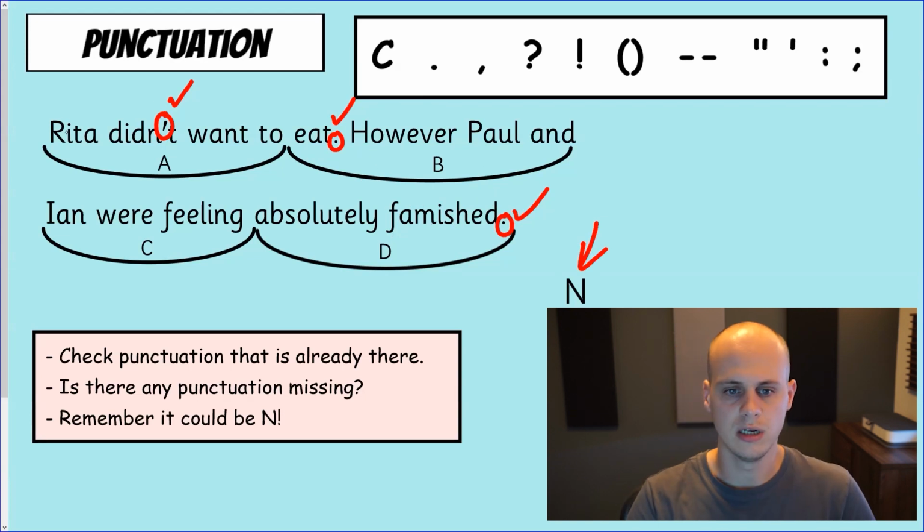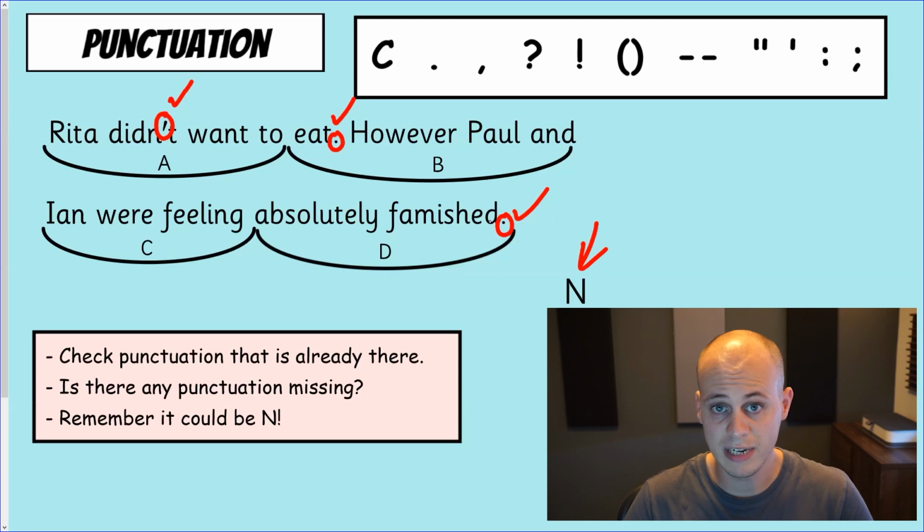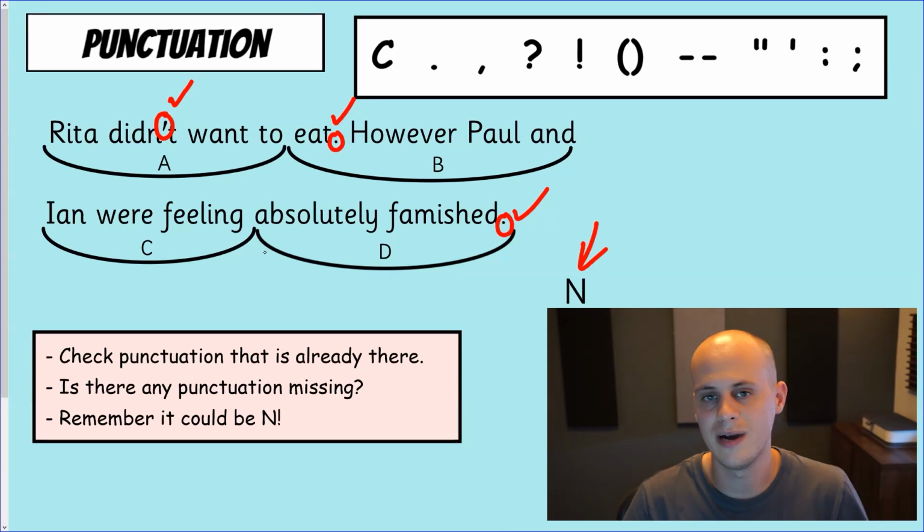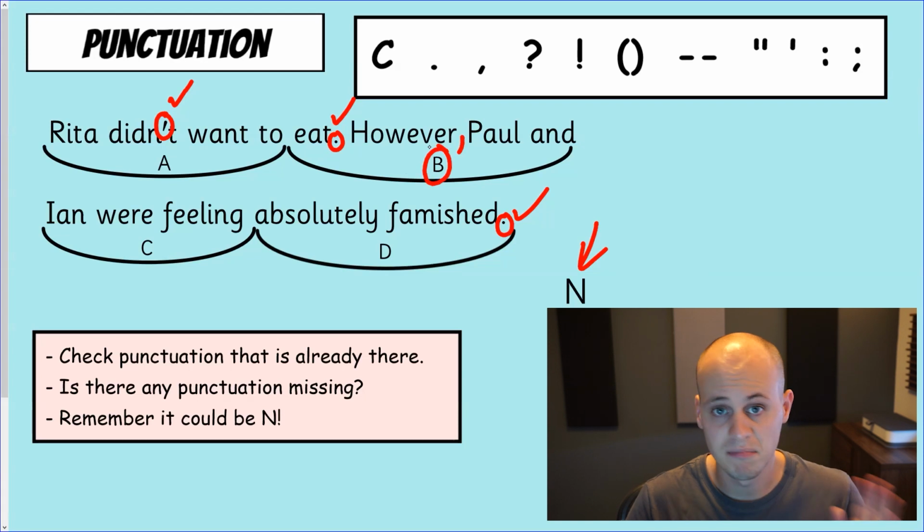So let's read this question. Rita didn't want to eat. However, Paul and Ian were feeling absolutely famished. Now, you might have noticed, because I emphasized it there, that sometimes just reading the sentence out loud can really help. But, Mr. Stevens, I know we're in a test situation. We can't read it out loud, but you can have that emphasis in your head still as you go. Now, what we're missing here was a comma after however. However, comma, Paul and Ian were feeling absolutely famished. The answer is B. We get to move on. So that's how we do punctuation questions.